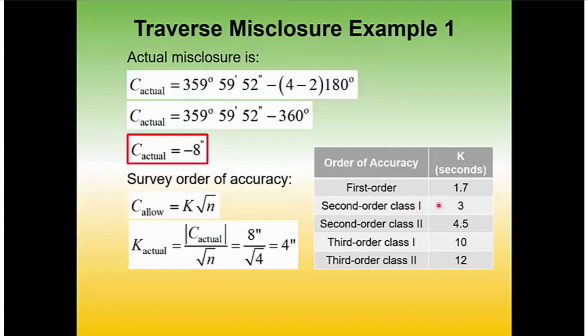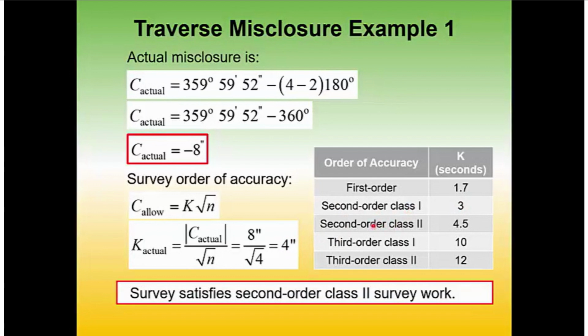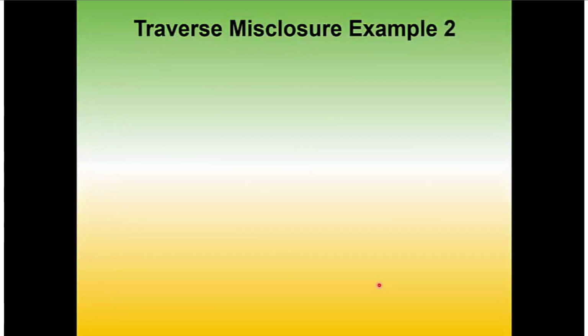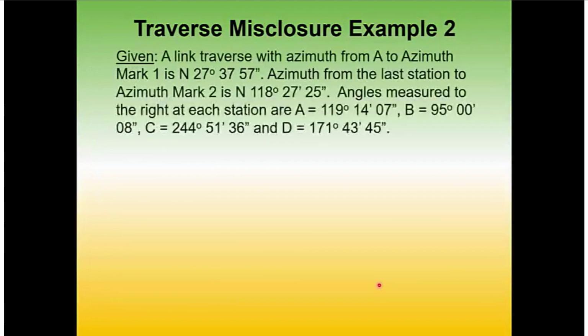When we get to second order class 1 work, we see, however, that we fail. We would need a 3 seconds k value, where our actual k value is 4. We do not meet second order class 1 work. Therefore, we can summarize that the survey satisfies second order class 2 survey work, and that provides the second answer to our problem. Let's look at a second example, a link traverse.